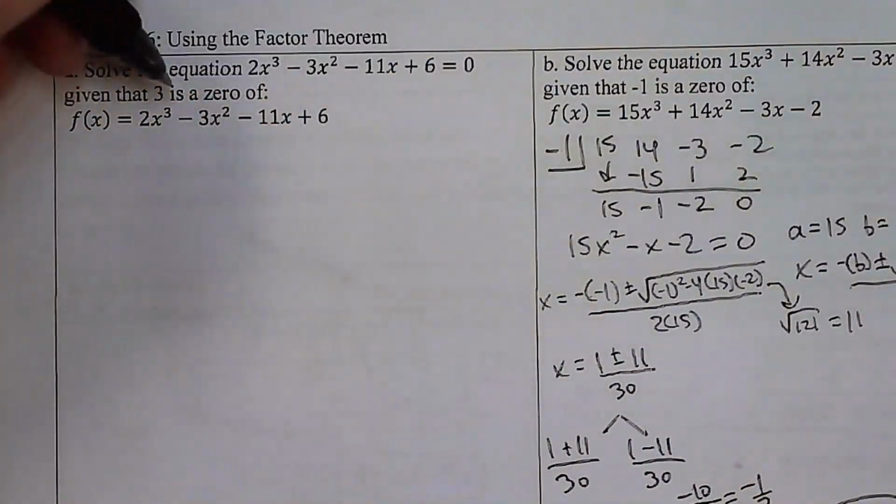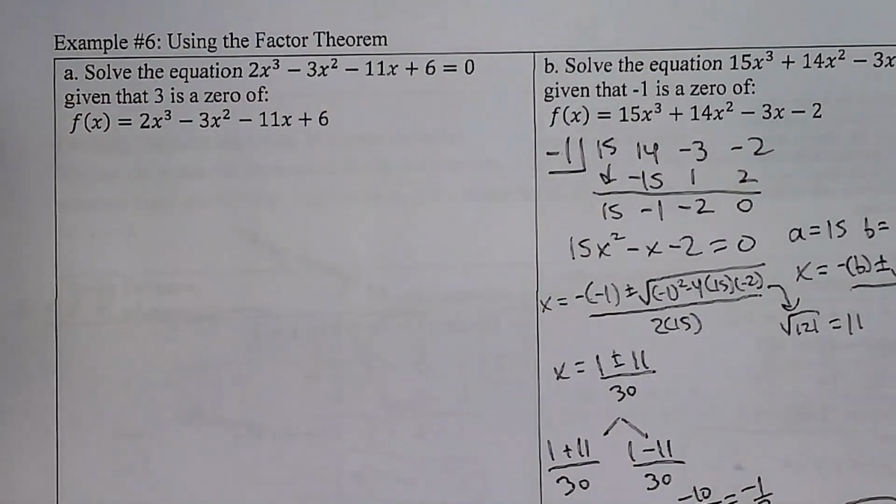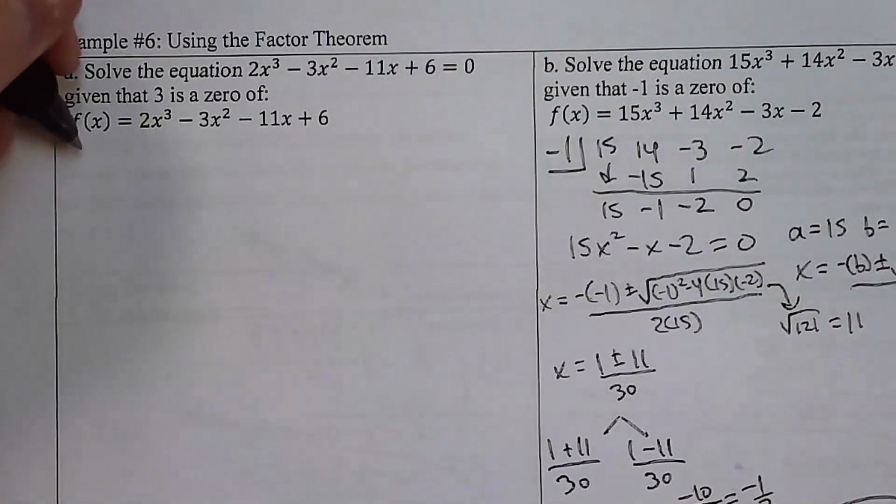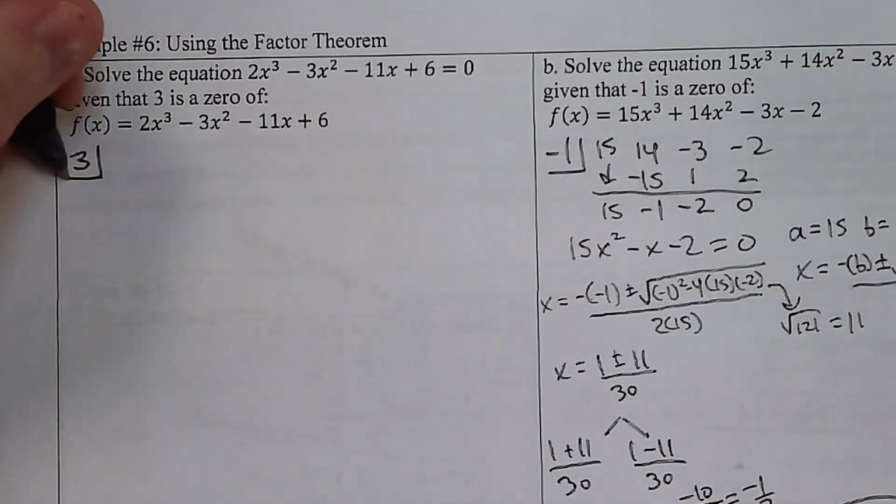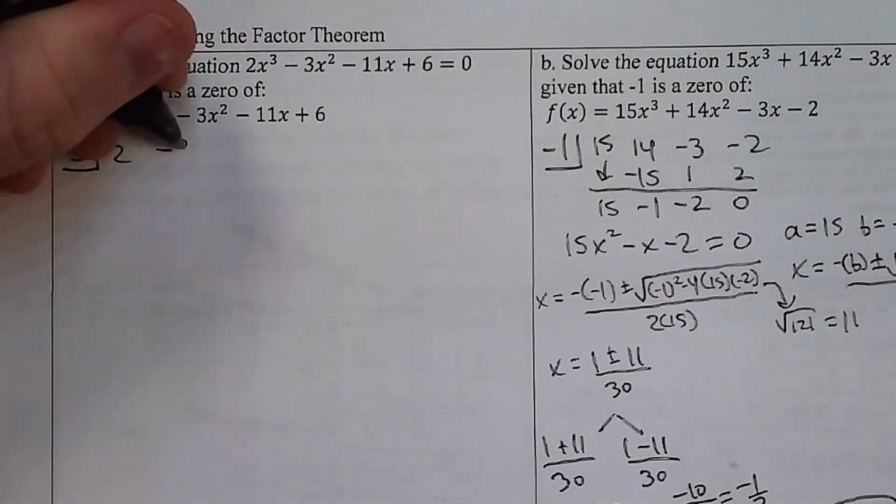Solve the equation here, given that 3 is a 0. So given that 3 is a 0, the first thing you're going to do is put 3 in the corner and do synthetic division.